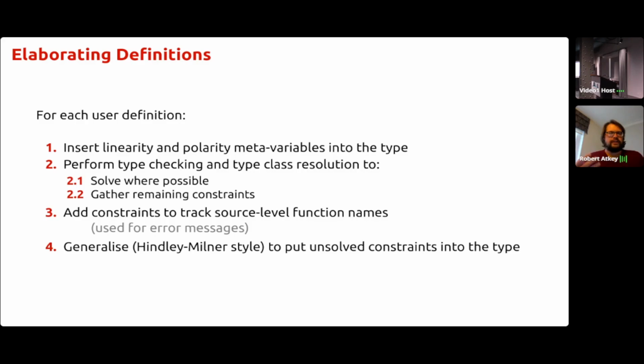So for each user definition, we're going to insert linearity and polarity meta variables into the type, perform type checking and type class resolution to solve them wherever possible, and then gather remaining constraints. Then there's a sort of non-standard part where we add extra constraints to track the source level function names. This is going to be used for error messages, as I'll describe later. And then we generalize in a sort of Hindley-Milner style to put unsolved constraints back into the type.